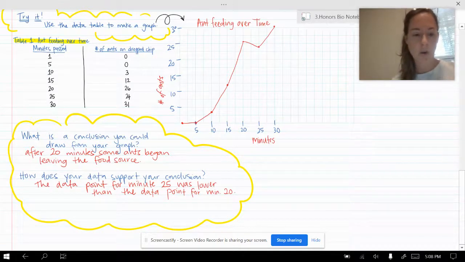So cool. I hope you guys learned a little bit about data crunching today. We're going to be working on this week and also crunching our own data once we get into next week for our ant experiment.